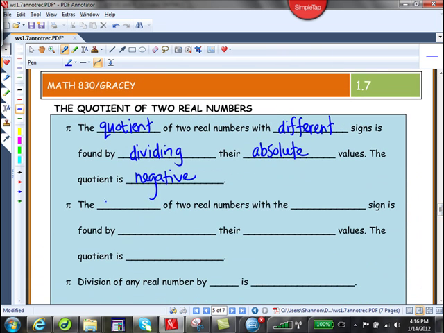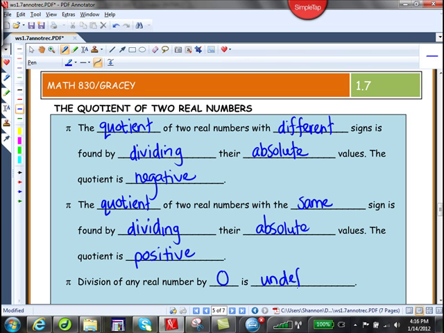The quotient of two real numbers with the same sign. Now this one, both of the examples above fall under this particular condition. So we find this by dividing their absolute values. The quotient is positive. Division of any real number by 0 is undefined.